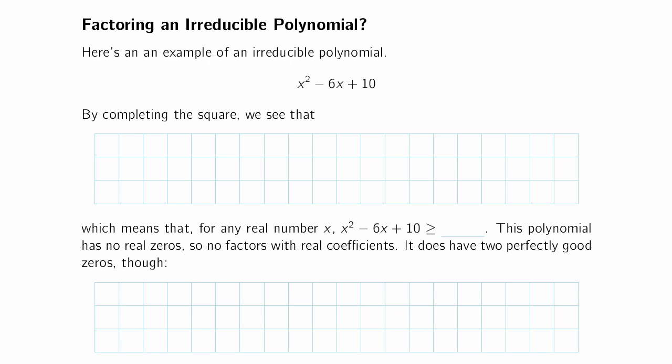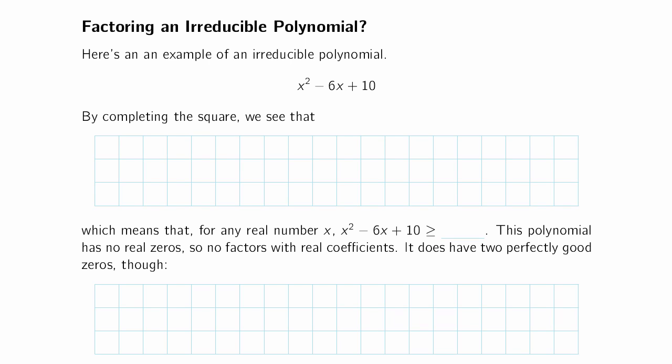So a polynomial was prime if we couldn't factor it with rational numbers. And a polynomial is irreducible if we can't factor it with real numbers. Here's an example of an irreducible polynomial. How can we know for sure that this is irreducible? Well, let's try completing the square.